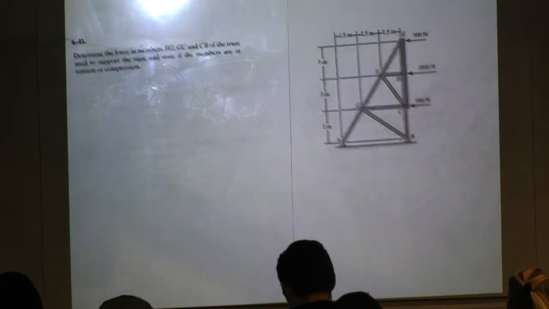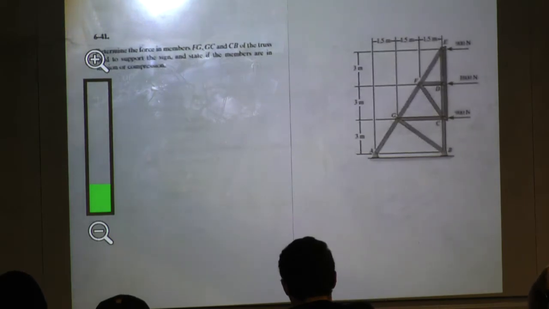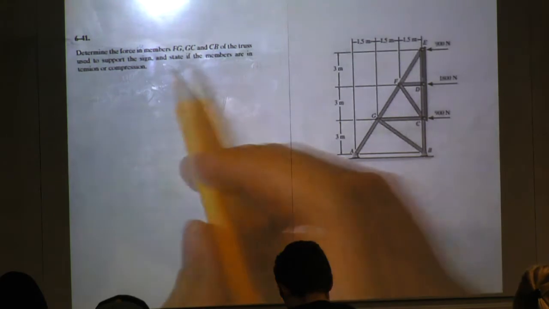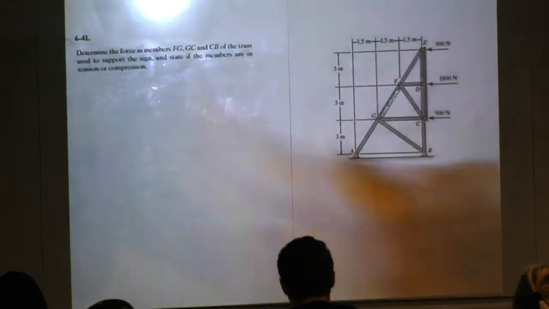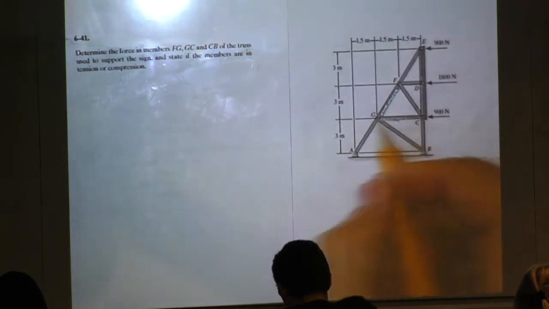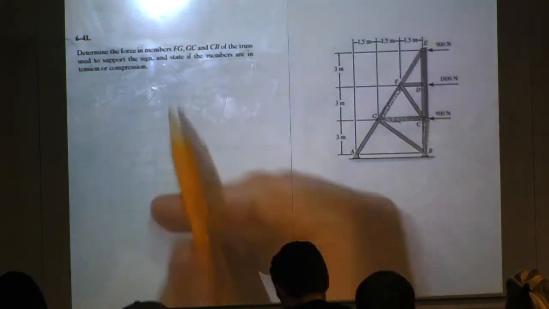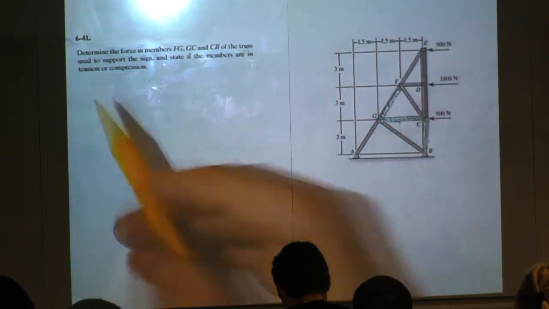So we need to figure out what we want to do. The question here asks, determine the force in members FG, GC, and CB. I'm going to highlight the members as they call them. FG, right, it's that one there. GC, it's this one here, and then CB. And it says, state if the members are in tension or compression.